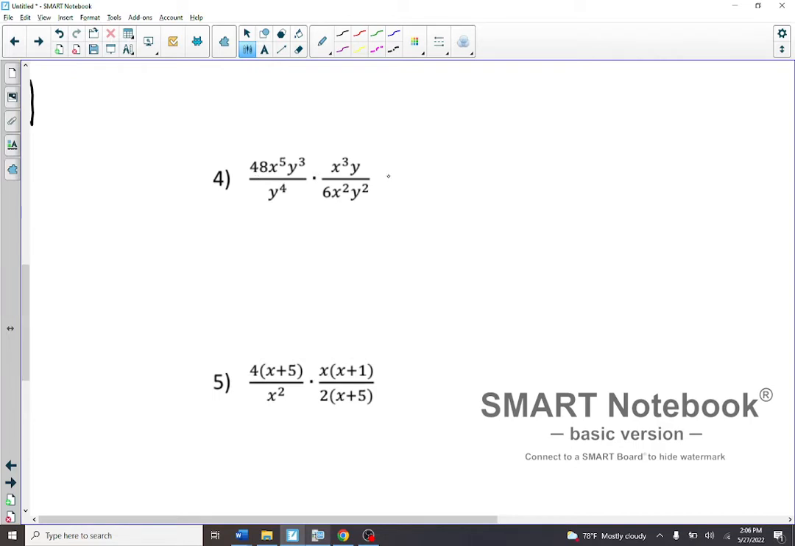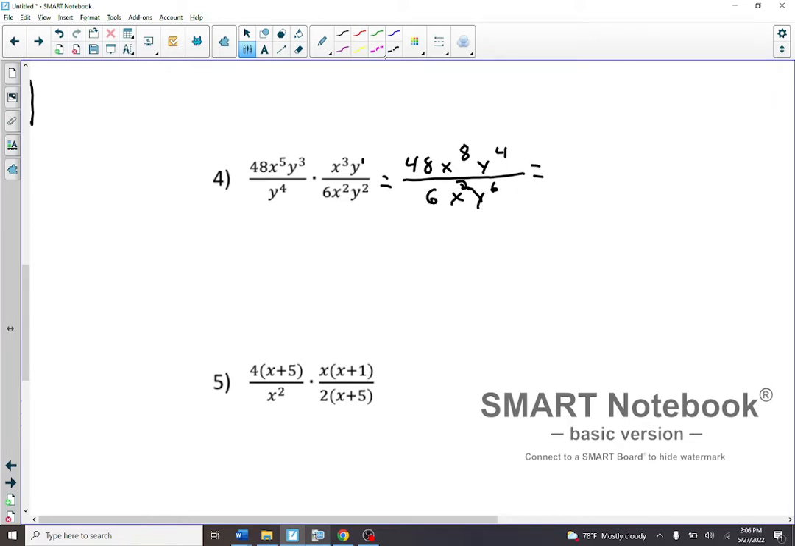Next one. Let's first combine the top and the bottom before we do such subtraction. So 48 times nothing is 48. 5x times x to the third is x to the 8th. Remember, when you multiply exponents, you add the exponents. Y to the third times y to the first is y to the fourth. Y to the fourth times y to the second is y to the sixth. There's nothing happening to the x, and there's nothing happening to the 6.